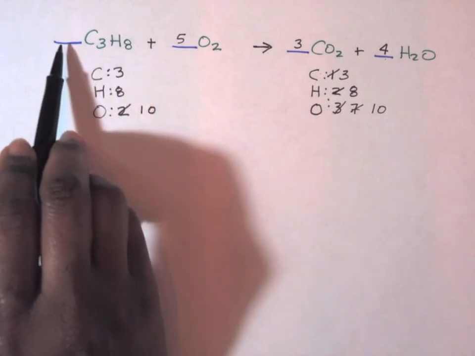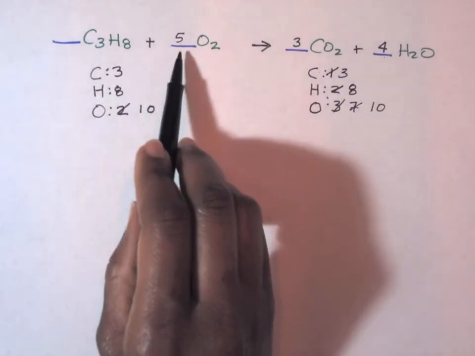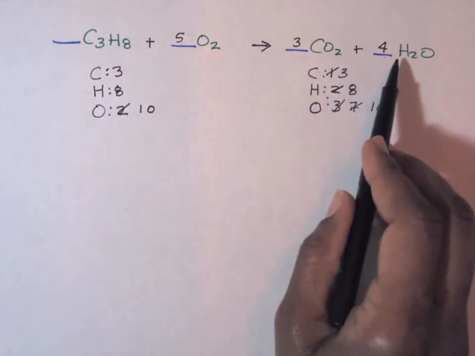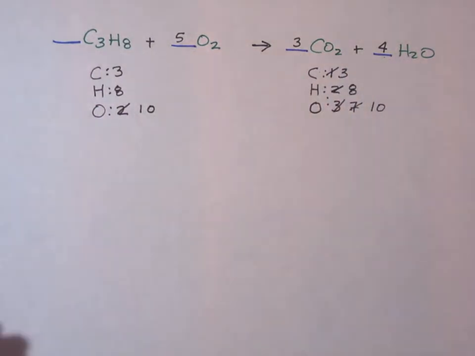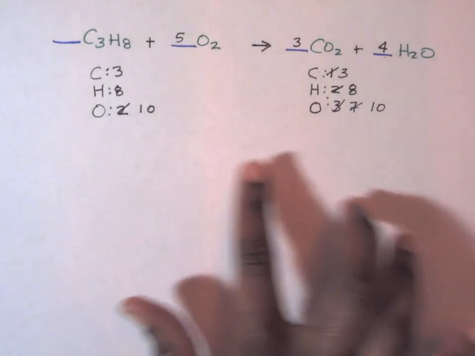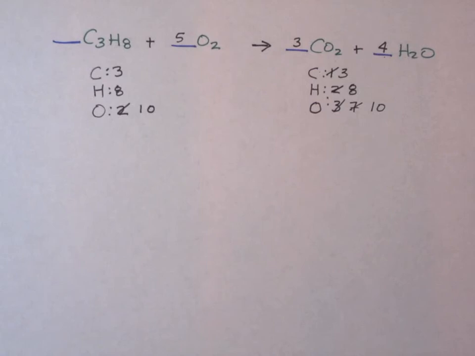There's an invisible 1 in front of propane. I have a coefficient of 5 in front of O2, coefficient of 3 in front of CO2, and a coefficient of 4 in front of H2O. And I can double check to make sure everything is balanced at the same number of atoms on both sides.